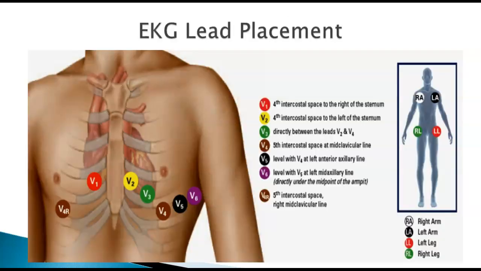Now let's talk about 12-lead EKG placement. When you're doing a 12-lead EKG, you go to the fourth intercostal space. So V1, it says fourth intercostal space to the right of the sternum. Use your four fingers and palpate between the ribs, and you can feel them. If you look at this picture, 1, 2, 3, 4, you have V1. The next one you're going to place is V2. It's the opposite side of the sternum.